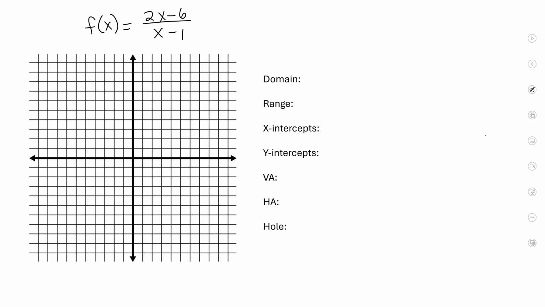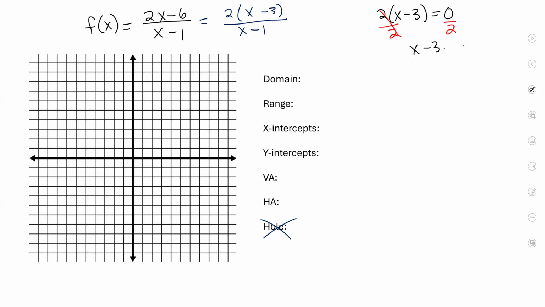All right, look up here and see if you got it right. First, you had to factor this. This can be 2 times x minus 3. These are your factors. Does anything cancel? No, that means there's no holes. In order to find the x-intercept, you set the numerator equal to 0. So I'm going to do 2 times x minus 3 equal to 0. I can divide both sides by 2, and I get x minus 3 equals 0, and then I can add 3 to both sides. So I get x is 3. That means my x-intercept is 3, 0.